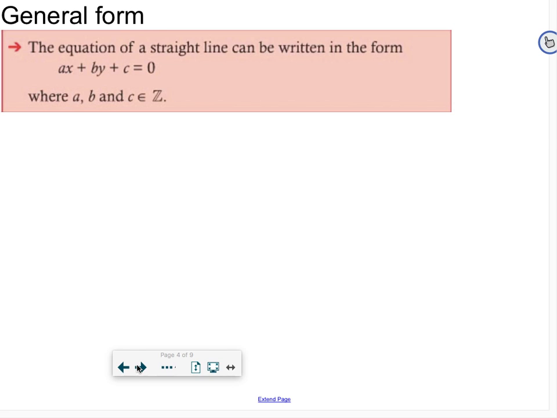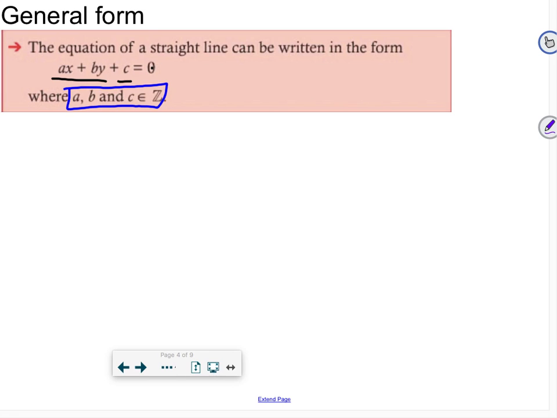Big thing to notice about general form is now our x and y variables are on the same side. Okay, we have a c variable, which is just a constant, and it's all equal to 0. Notice, big thing here to satisfy these conditions, that a, b, and c must be within our set of integer values. So they can be negative, they can be positive, but they must be integers.